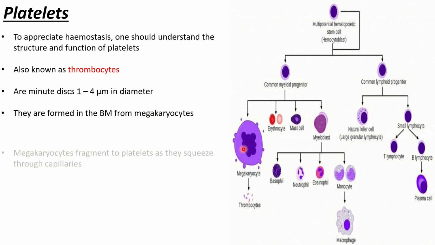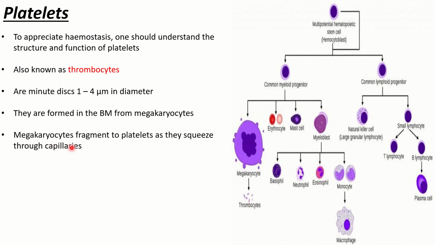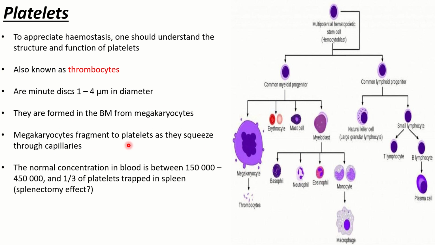Yes. These platelets are actually fragments of megakaryocytes. They are formed when megakaryocytes squeeze through capillaries, right? And the normal concentration in blood is between 150,000 to 450,000 platelets per microliter. And 1/3 of these platelets is trapped in the spleen. So people who have a condition such as thrombocytopenia will require a splenectomy, that is removal of the spleen, so as to bring about normal concentration of platelets in blood.